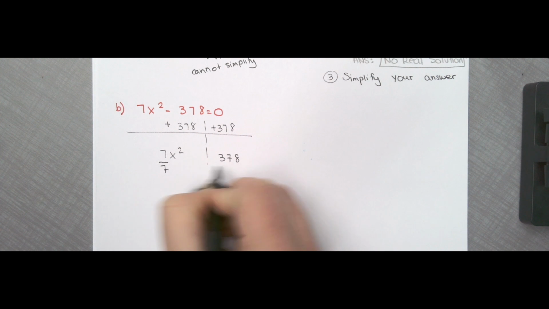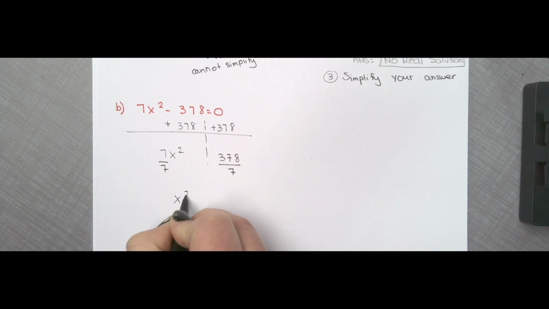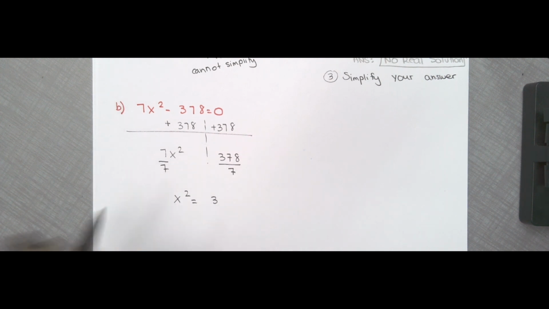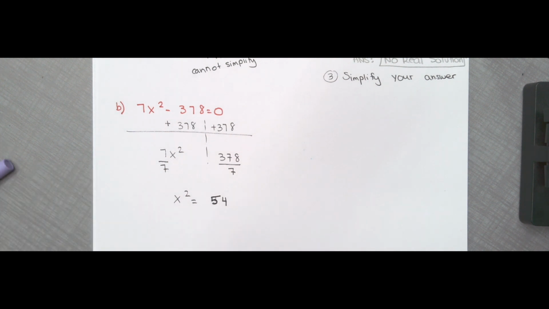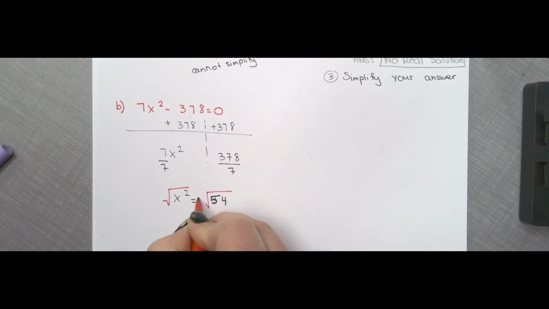Divide by 7. x squared is equal to 378 divided by 7, and hopefully that's a pretty number. It is 54. Once again, you're going to take the square root. Immediately putting in that plus or minus, so we have x is equal to plus or minus the square root of 54. And again, we're going to double check and see if that could be simplified.